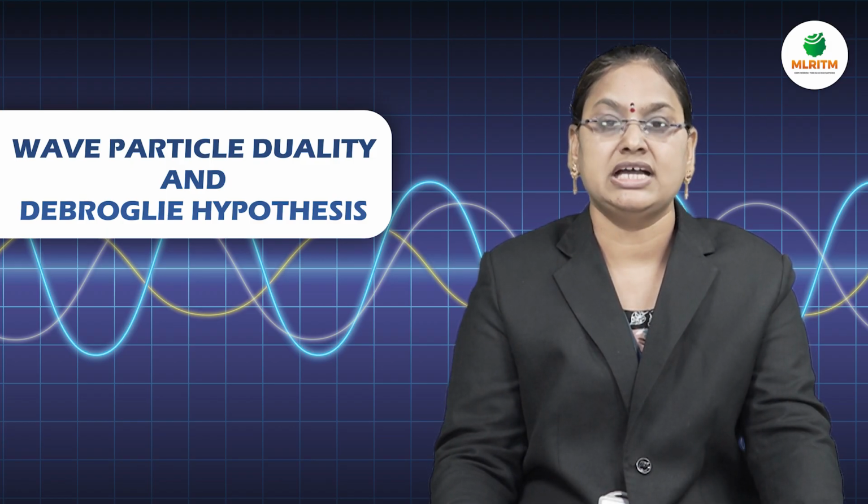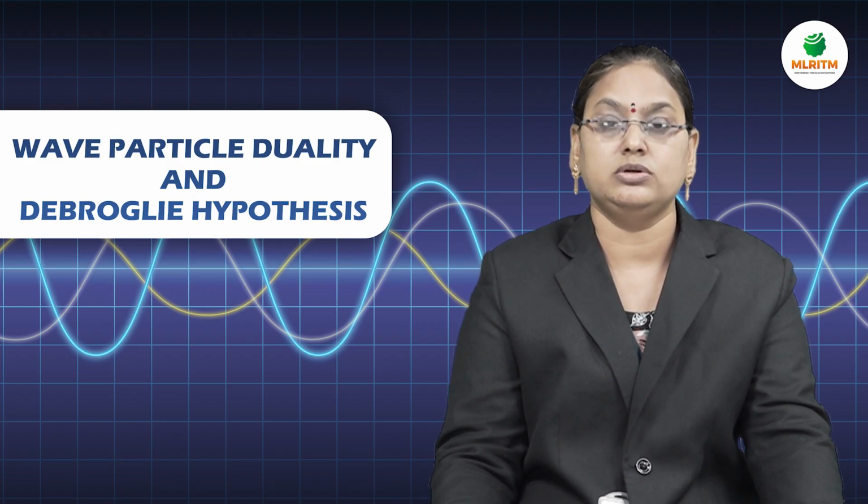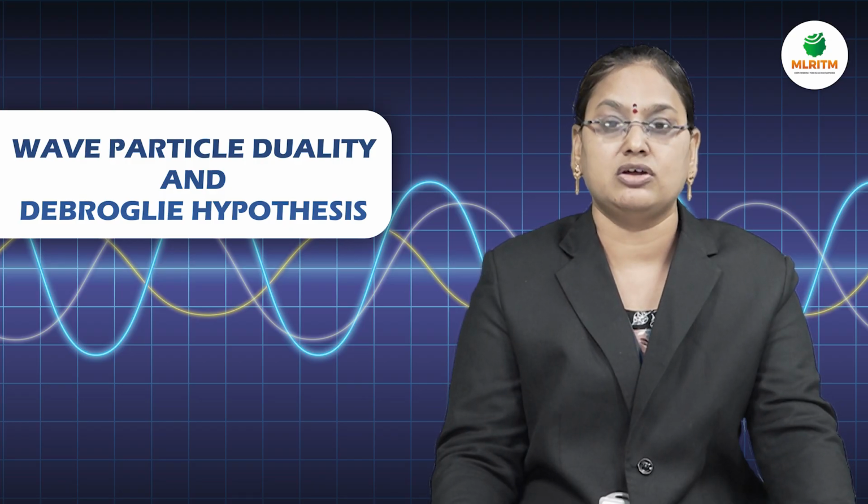Next, we have derived Einstein's photoelectric equation, that is h nu is equal to W naught plus half m v maximum square. W naught is known as work function. Work function means the energy required by the electron to come out of the metal surface. And we have also derived another form of Einstein's photoelectric equation, that is V naught is equal to h nu minus h nu naught.